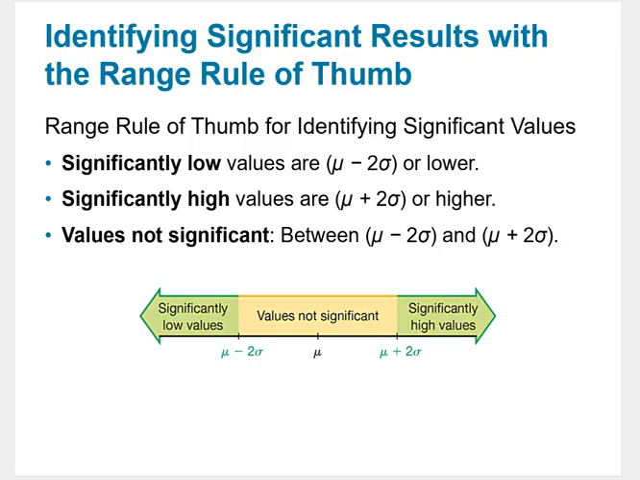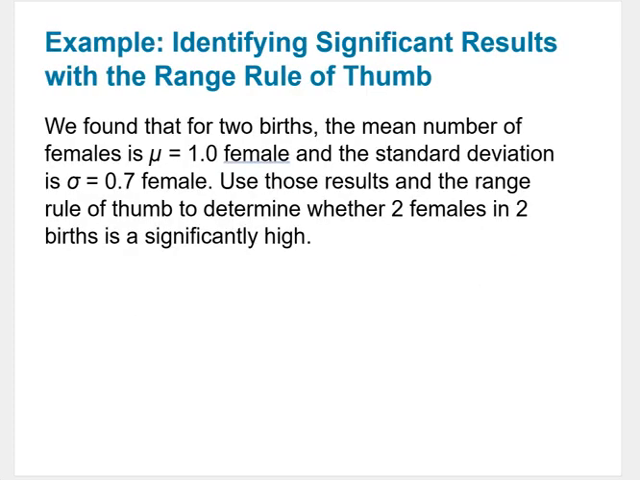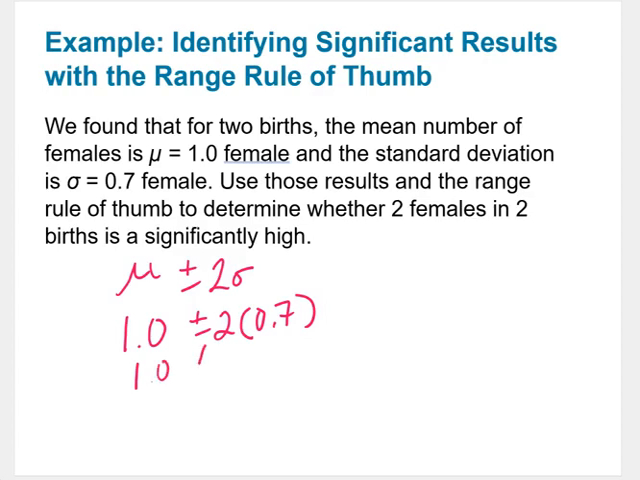So if we look back at our last example, we knew that the mean was 1.0 female births out of the 2, with a standard deviation of 0.7. So are the results that we achieved low or high? If we look at the range, mu plus or minus 2 standard deviations, in this case our mu was 1 plus or minus 2 times 0.7. So 1 plus or minus 1.4. So on the high side, you'd have to have more than 2.4.